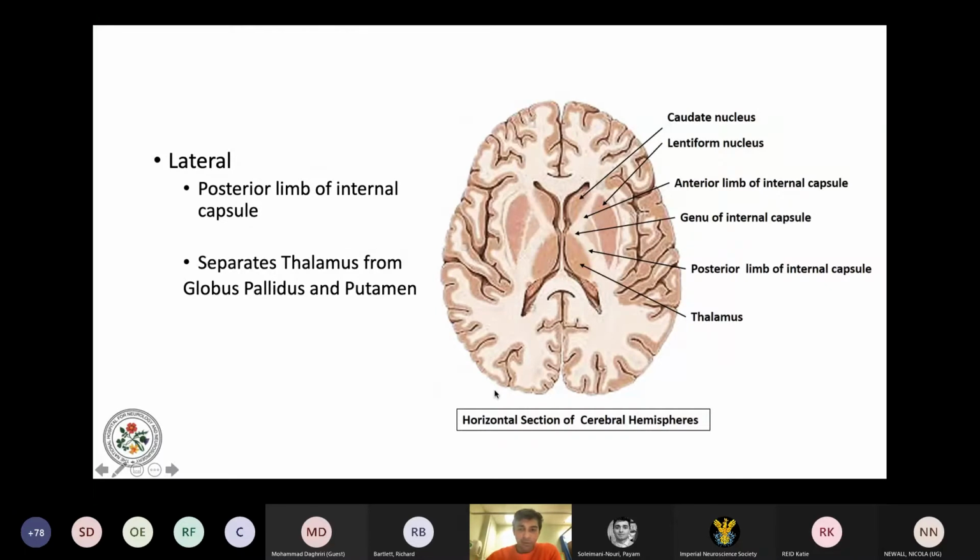So now moving on to things laterally. So this is an axial slice. So slicing it from, again, anterior to posterior. And here we have the thalamus once more. And here, laterally to it, is the posterior limb of the internal capsule. So the internal capsule is going from here to here. And the internal capsule separates the thalamus from the globus pallidus and the putamen. Sorry, the one on the outside is the putamen, the one on the inside is the globus pallidus.